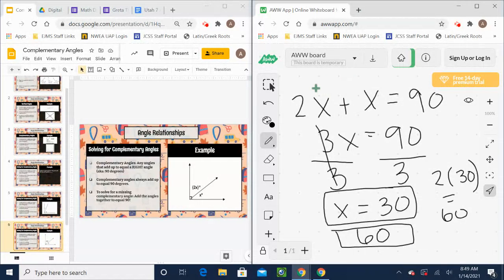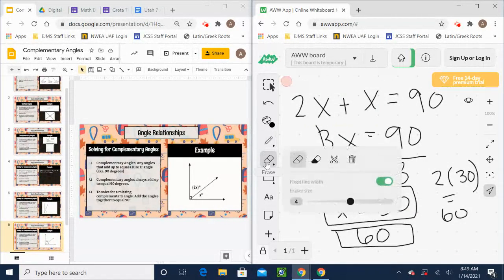Okay, so to recap, we took our angles, added them together, set it equal to 90, simplified, divided it out to solve for x, and then took that x value, plugged it in to our other angle that we were looking for, and it gave us both answers.